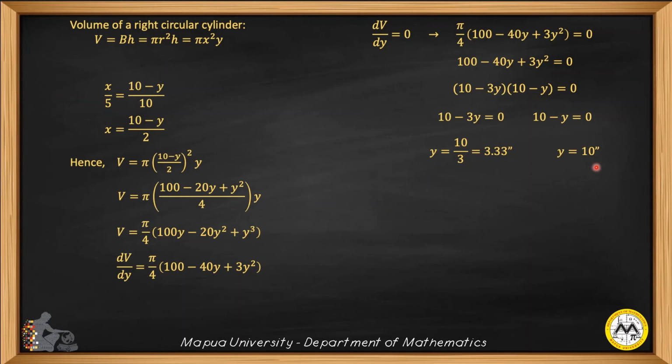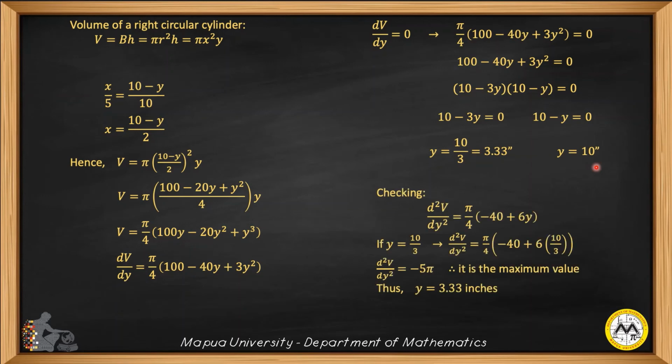Okay, which of these values would maximize the volume of the cylinder can be determined and verified using either the first derivative or the second derivative test. So here we are using again the second derivative test to determine optimality of the solution at y equal to 10 over 3. So this is the second derivative of v with respect to y, and substituting 10 over 3 in y will give us the second derivative value equal to negative pi. This value being negative will tell you that volume is maximum at 10 divided by 3.